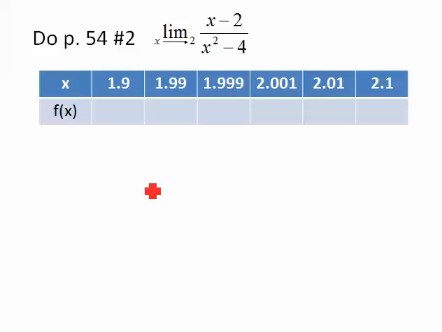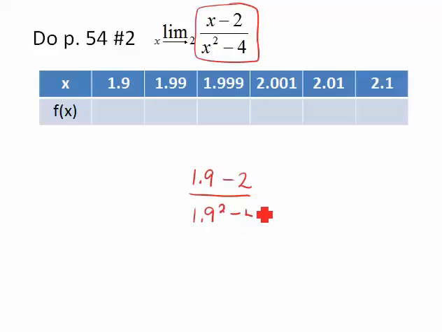When you type things into your calculator, which I will not be doing on this video, you will be putting in, well, what is my f of 1.9? So that means I'm putting 1.9 in for my x values up here. And when I do that, 1.9 squared minus 4, this is what I would put into my calculator. I will go back and fill in this chart during class then.